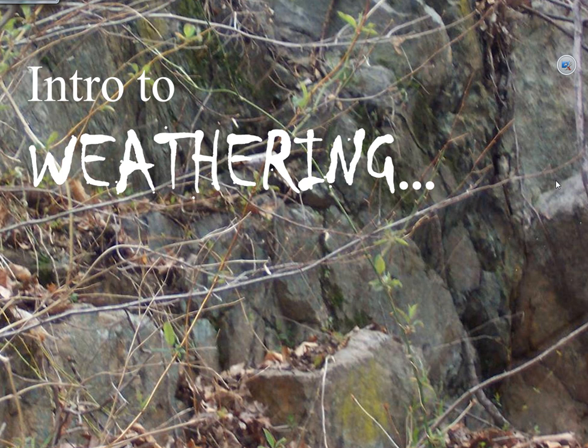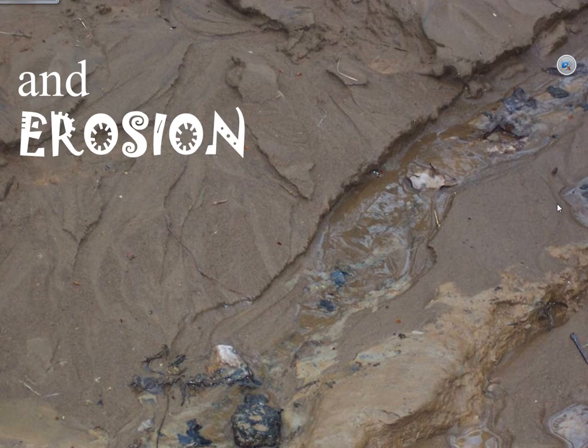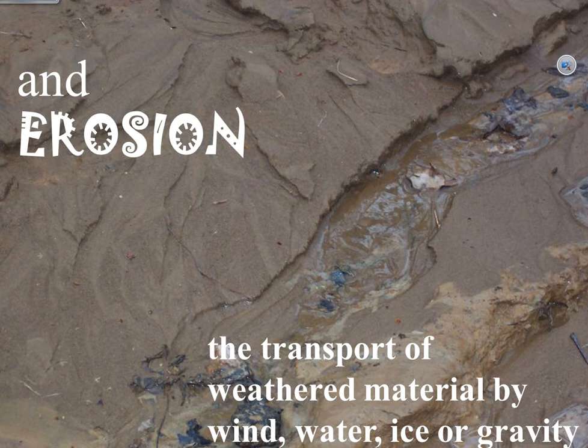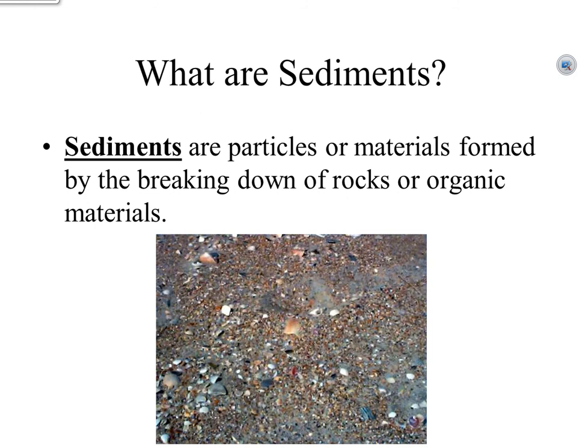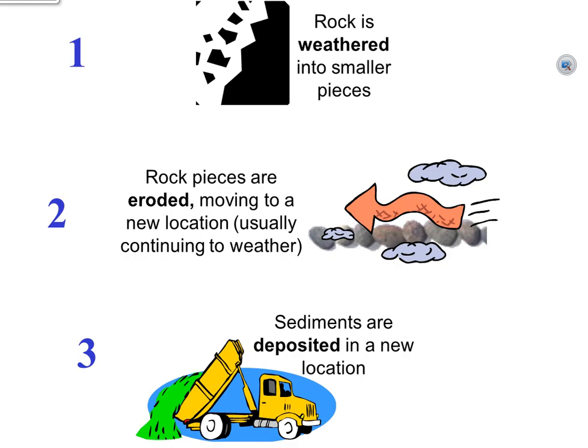Introduction to weathering. Weathering is the breakup of rock. Erosion is the transport of weathered material by wind, water, ice, or gravity. The material is called sediments. Sediments are any particles or materials formed by the breakdown of rocks or organic materials.